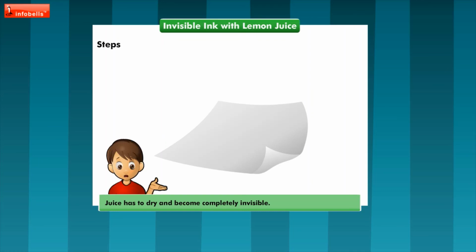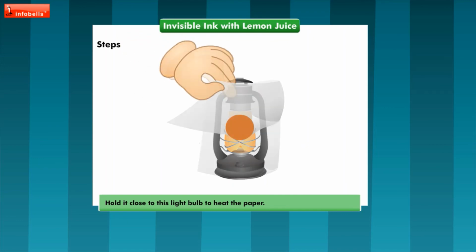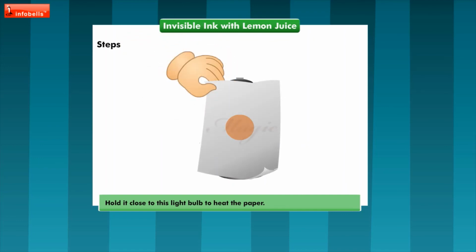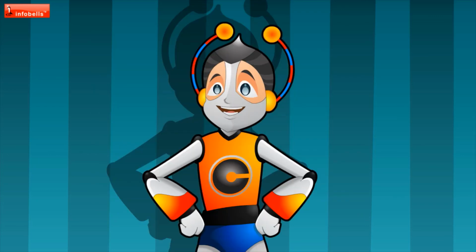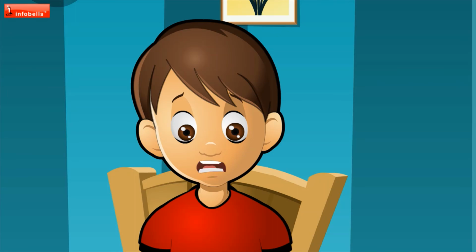See, the paper is completely dried. Let me hold it close to this light bulb to heat the paper. I can see it. It's magic. So, secret agent Yuvi, how is it? But how did the paper turn brown?